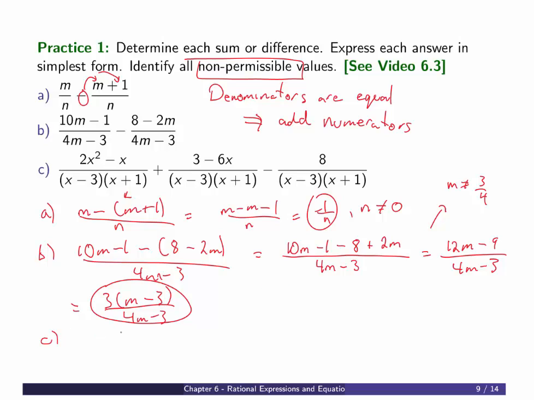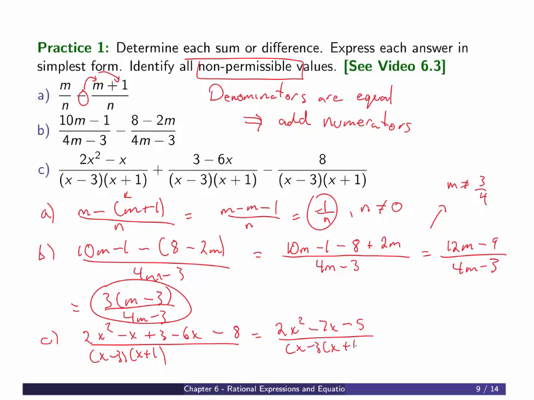And for part C, looks like quite a long question. Basically, we're going to have 2x squared minus x plus 3 minus 6x minus 8 all over this denominator, right? It's the same, so we can just do that. So what we're left with is 2x squared minus 7x minus 5 over x minus 3, x plus 1. Okay, so clearly for this one, x cannot equal 3, x cannot equal negative 1.